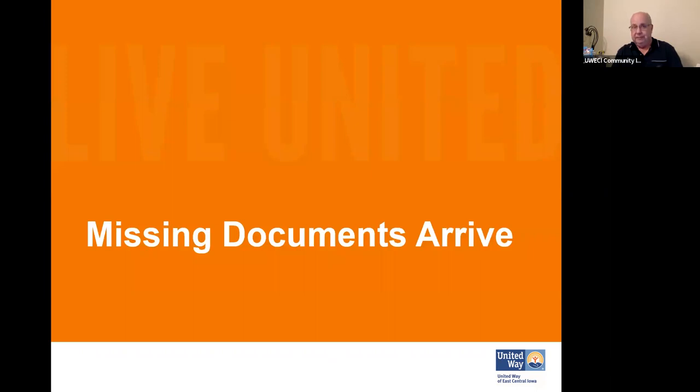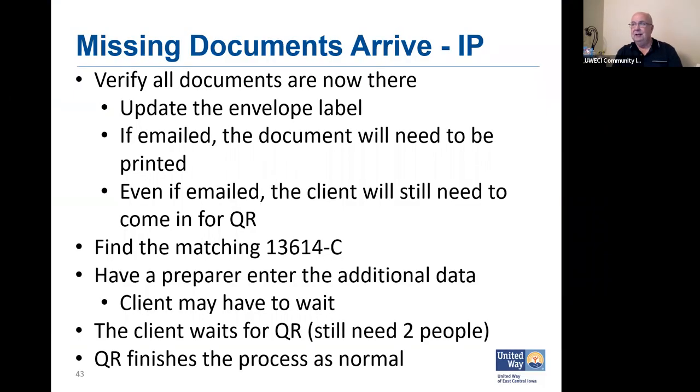Okay, now, the missing documents come back. What do we do? Any questions on the previous process again? Okay. Make sure all the documents are there. I'm guilty of this. They came back and I checked and I didn't make sure that everything came back. And we had to send the poor client back again a second time because I was in a hurry and it was an oversight. Update that envelope level, make sure we note that the document showed up.